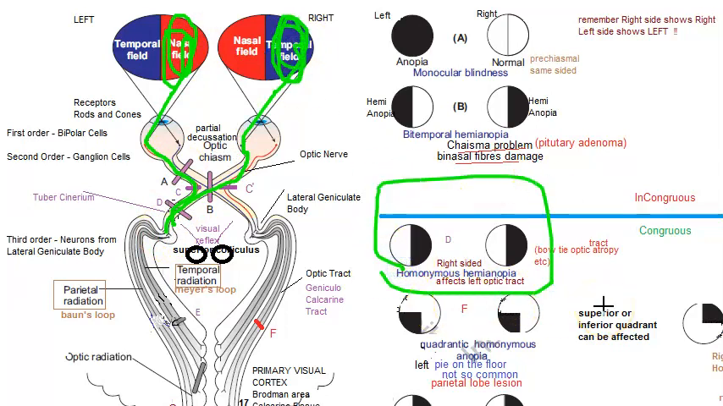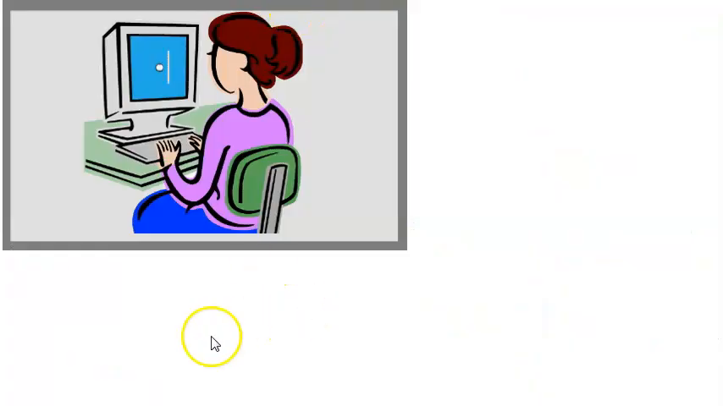Whenever it is congruous, right, you can almost guess that it is much behind the chiasma, and in this it is a right-sided problem. So this is left eye and this is right eye, yes. But the right side of both are affected, right? So the right side of both being affected means the left pathway will have the problem. Did it become too much to understand?